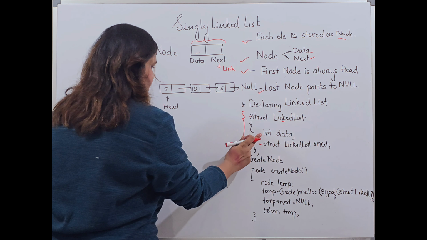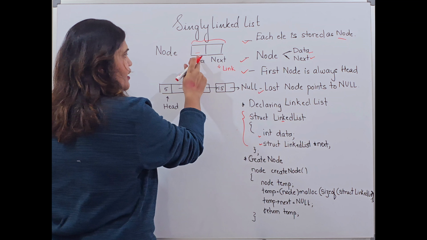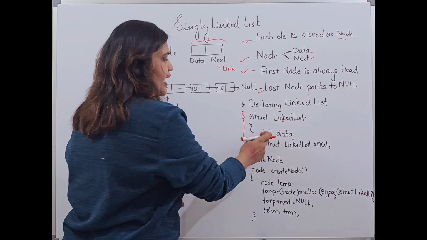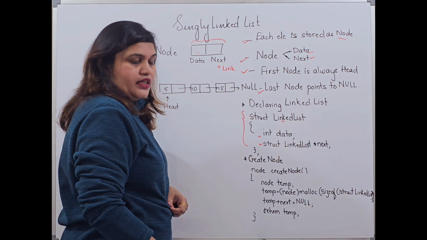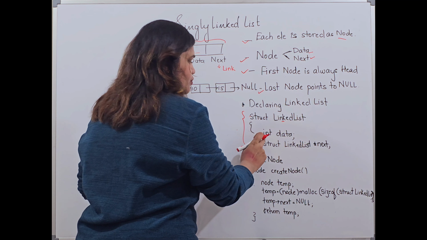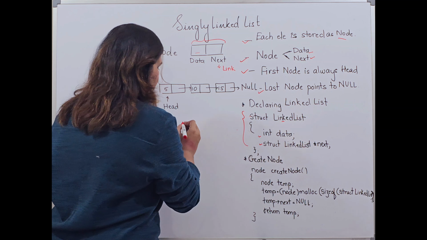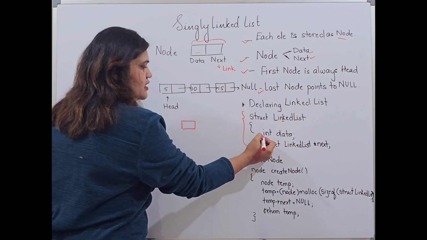One is data, int data. In this case, I'm trying to store integer type of data. If it was character, I would have said char data. So whenever I'm trying to input my data, I'll give my data type. Here in this case, it is integer. So my one space for this is created.